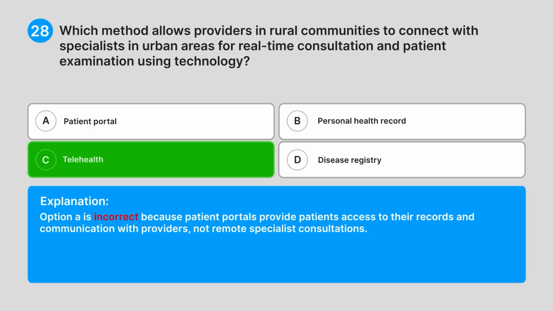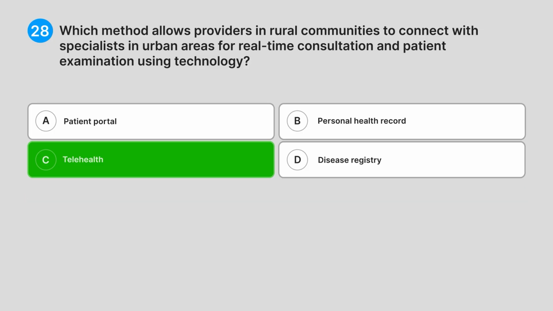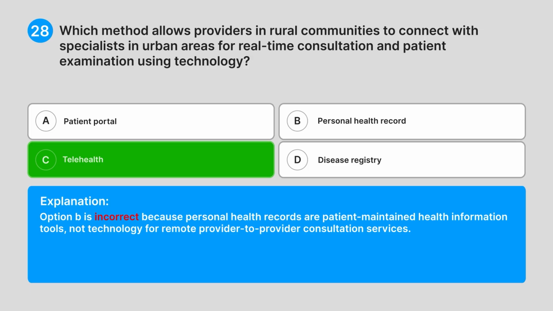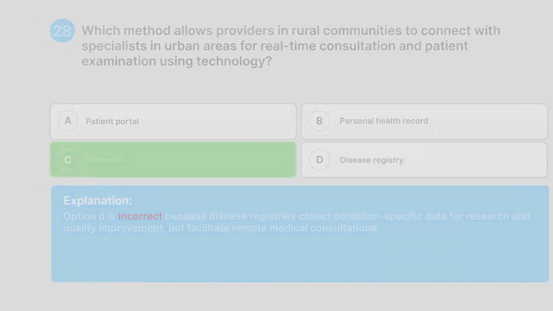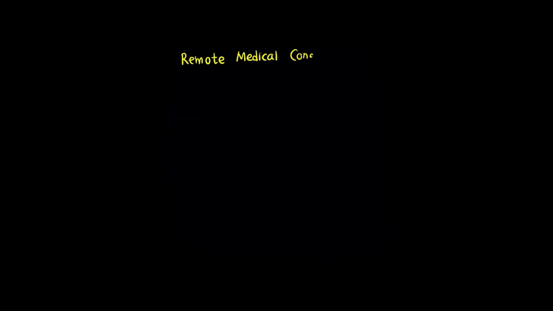Option A is incorrect because patient portals provide patients access to their records and communication with providers, not remote specialist consultations. Option B is incorrect because personal health records are patient-maintained health information tools, not technology for remote provider-to-provider consultation services. Option D is incorrect because disease registries collect condition-specific data for research and quality improvement, not facilitate remote medical consultations. Telehealth technology has transformed healthcare delivery, especially for underserved populations.